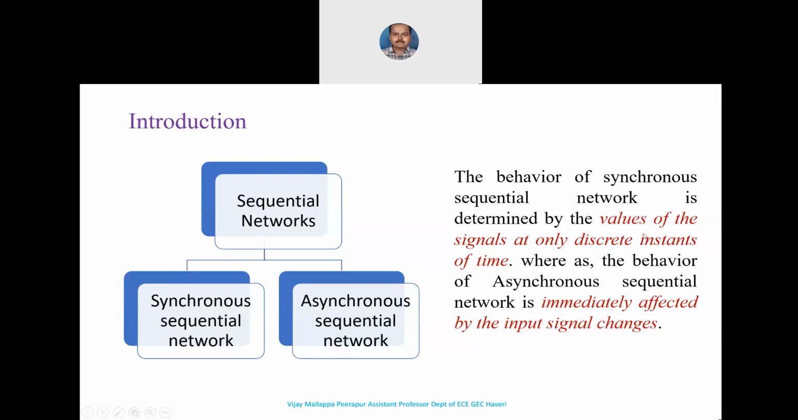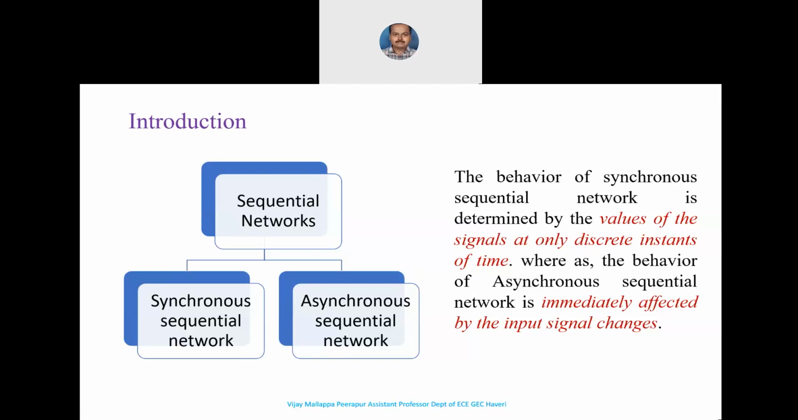The values of the signals are determined at only discrete instants of time. Depending on the clock signal you apply, at that instant of the clock signal, the output changes will take place. It means that the output changes are controlled when it comes to a synchronous sequential network. Synchronous sequential networks are also called clocked sequential networks because we are using the clock signals in order to control the output changes, right?